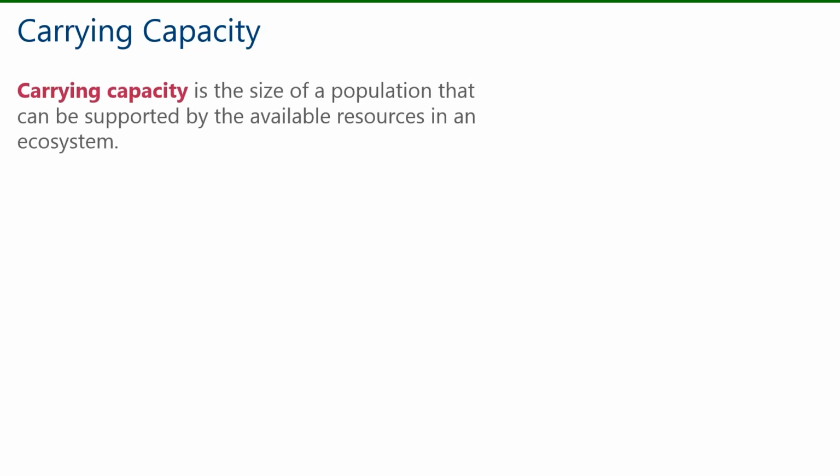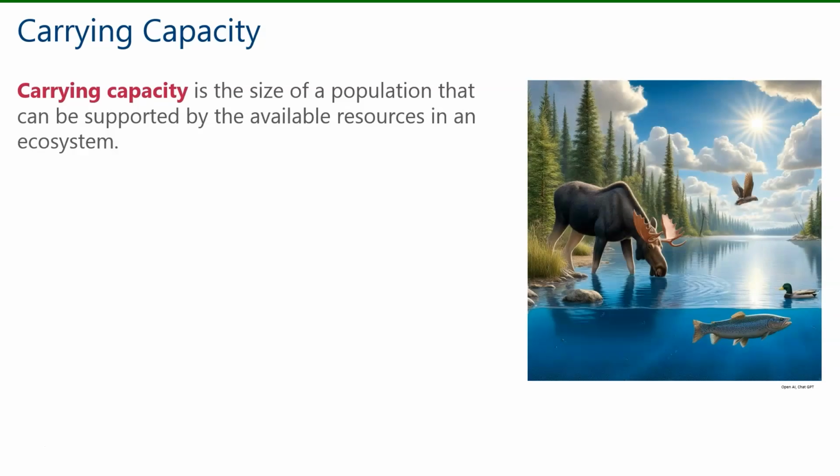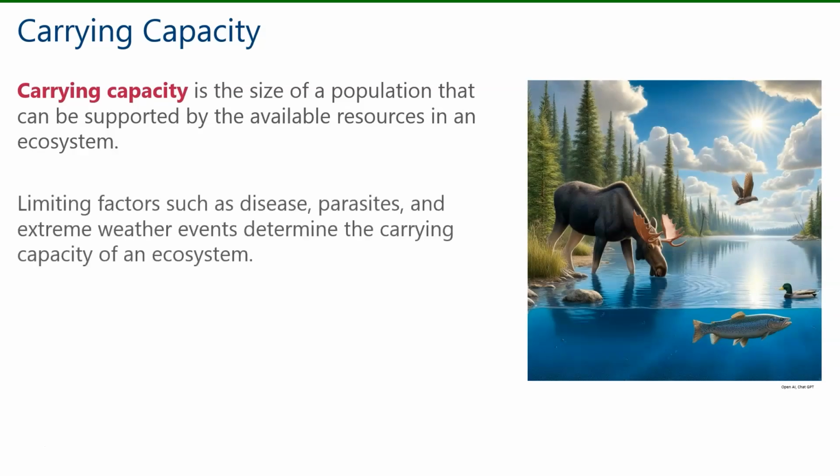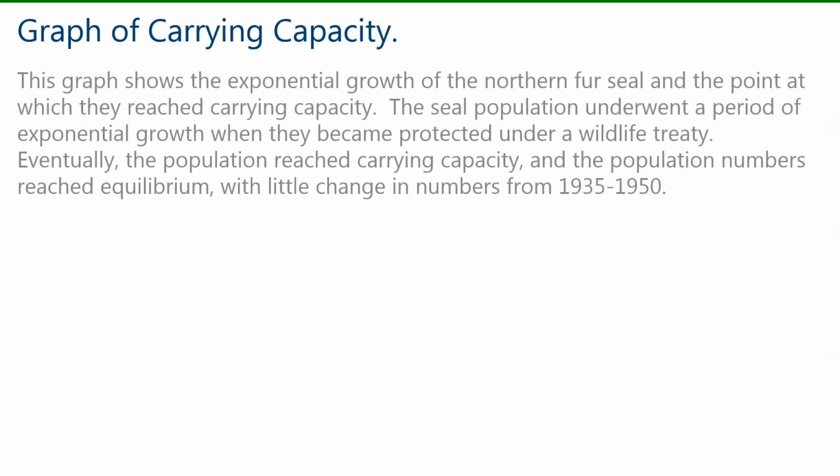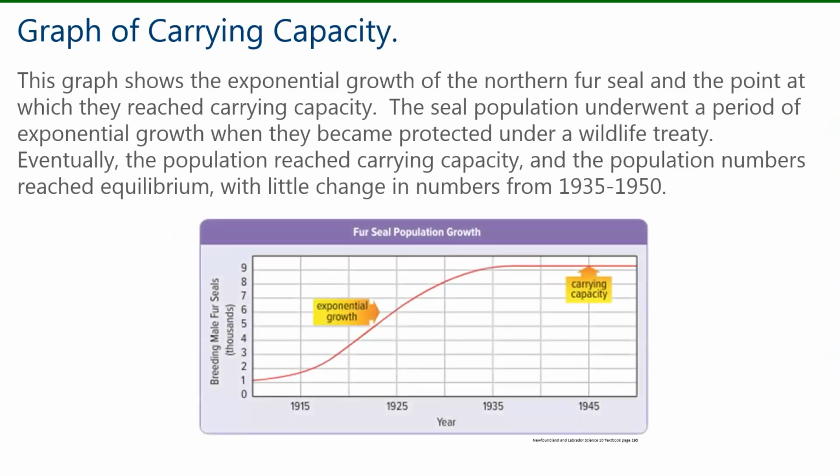Next, let's look at a new term, carrying capacity. Carrying capacity is the size of a population that can be supported by the available resources in an ecosystem. Limiting factors such as disease, parasites, and extreme weather events determine the carrying capacity of an ecosystem. When a population is kept at carrying capacity, the population is in equilibrium. This graph shows the exponential growth of the northern fur seal and the point at which they reach carrying capacity.